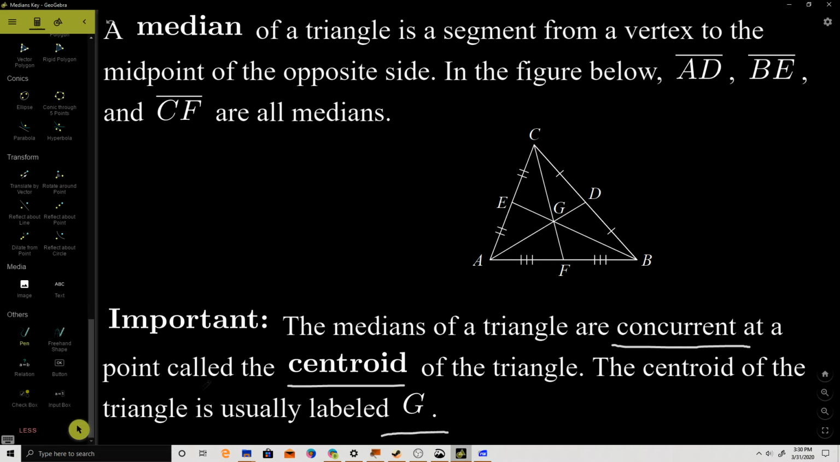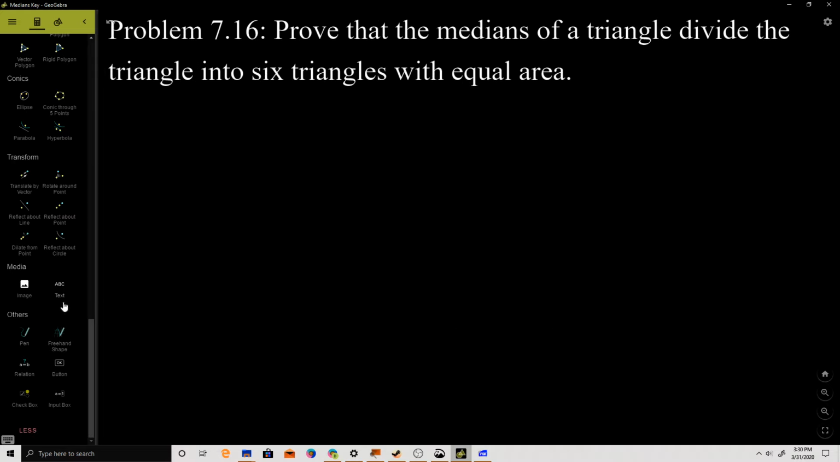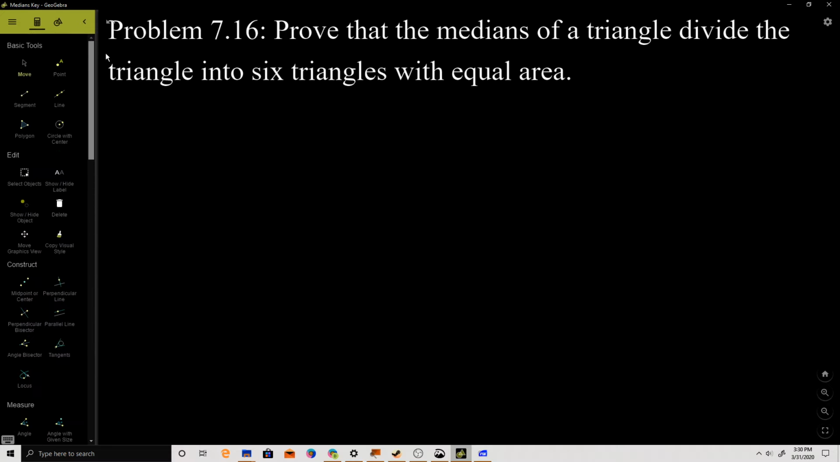Now, these medians and centroids give us a lot of interesting properties about triangles, and how to solve problems with them. It's even useful in fields like physics and engineering. So let's try to discover what some of these interesting properties are. So, let's look at our first problem. 7.16. Prove that the medians of a triangle divide the triangle into 6 triangles with equal area.